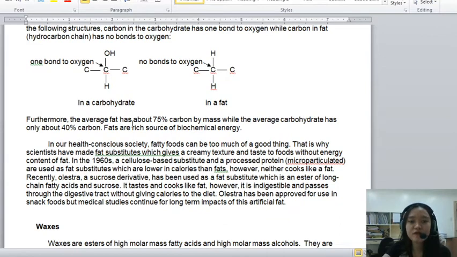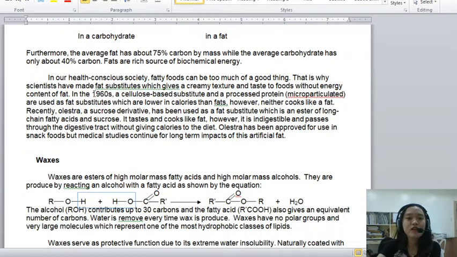Furthermore, the average fat has about 75% carbon by mass, while the average carbohydrate has about 40% carbon. So, mas maraming carbon chain plus mas malaking energy ang nabibigay sa katawan. So, fats are a rich source of biochemical energy. So, in our health-conscious society, fatty foods can be too much of a good thing.